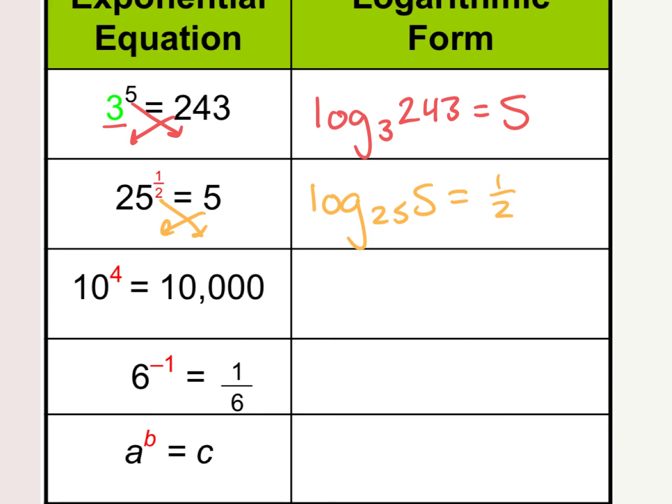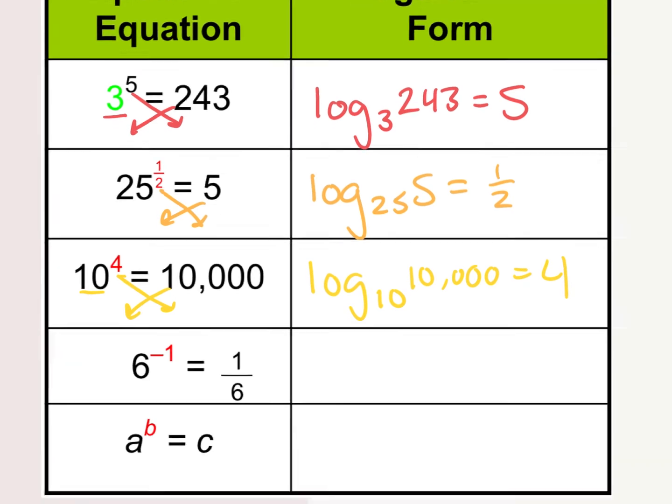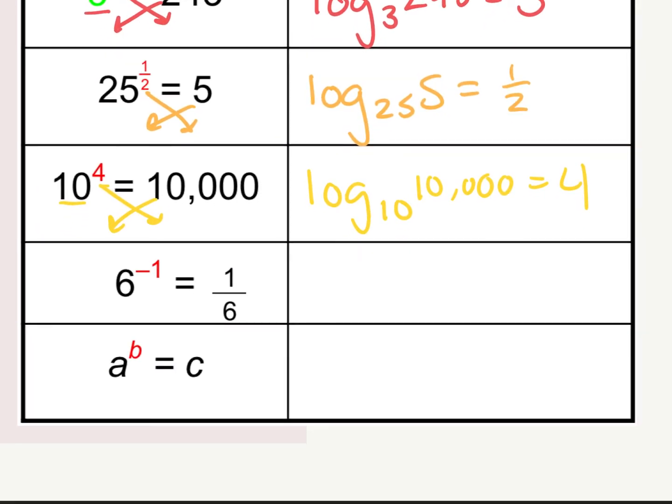All right, what goes first in the next one? Log. And what's our base? 10. And then what would come next? 10,000. So log base 10 of 10,000 is equal to 4. All right, in the next one, what comes first? Log. And what's our base? 6. So log base 6, what comes next? 1/6 is equal to -1.